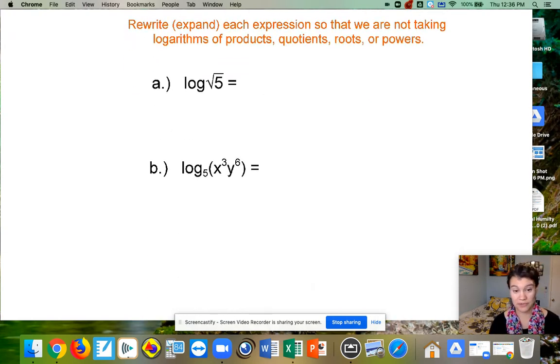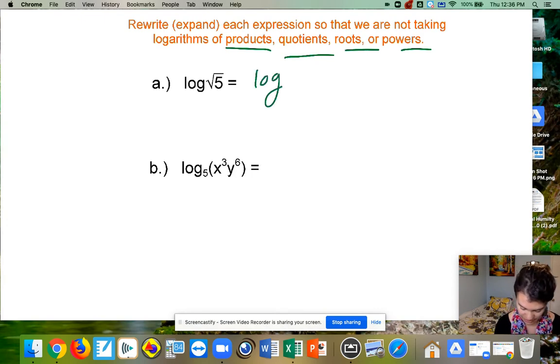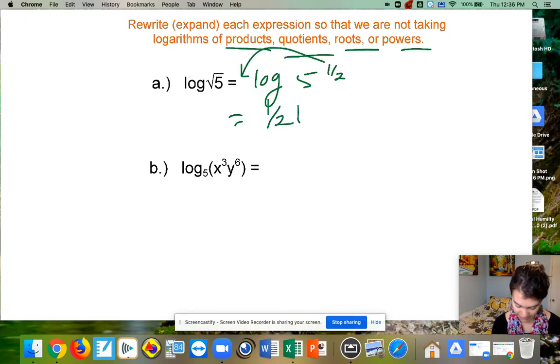Okay, so now we're going to the opposite direction. So we want to expand these to make them longer. So we want logarithms with no products, quotients, roots, or powers. So I can rewrite this one as the log of 5 to the 1/2. And I can bring that 1/2 down in front. So you have 1/2 log of 5. So now we don't have any products, no quotients, no roots, no powers. We're done with this one.